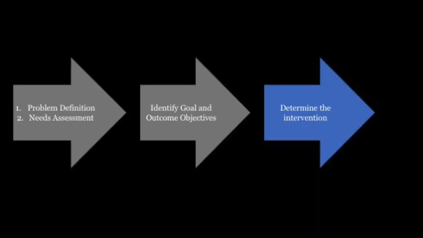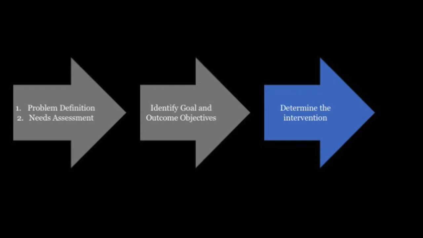Hello. We continue our discussion on program planning. In this video, I want to talk about the third stage in program planning, which is determining the intervention that we're going to use. We've already completed the understanding the problem stage that has two steps: defining the problem and its problem model, conducting a needs assessment. We've also identified clear goal and outcome objectives for our program.